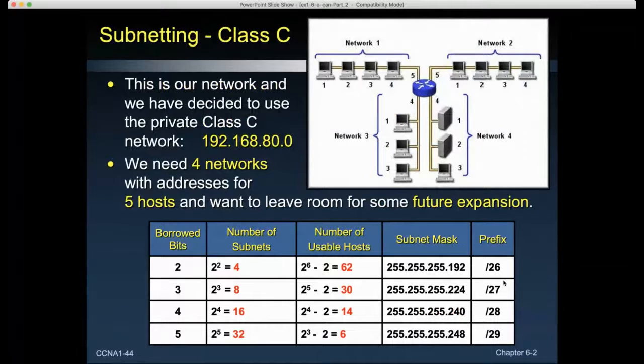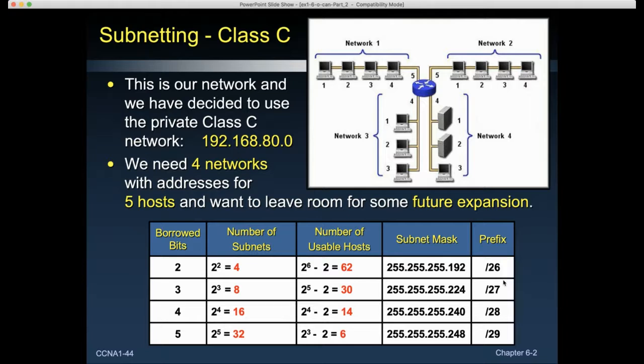Okay, so let's have our Class C network, and we decided we need to divide it up. Looks like we got 1, 2, 3, 4 networks in this topology diagram. We need 4 networks, and there are 5 hosts in each one, and we want to leave some room for future growth and expansion. Now, looking at the chart at the bottom, I could borrow just 2 bits, and that would work right now, but it wouldn't give me any room for future growth and expansion. It would be lots of host addresses I'm wasting on each individual one.